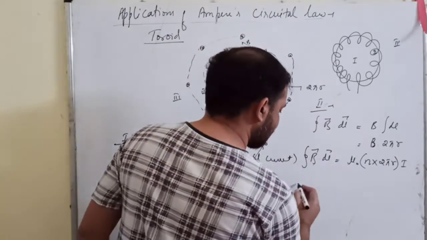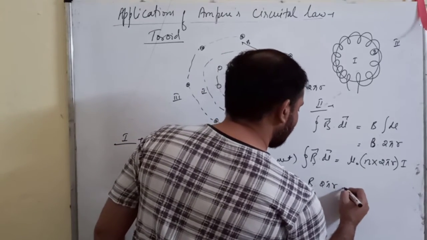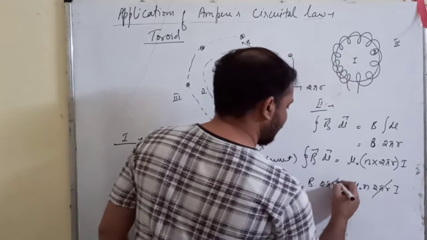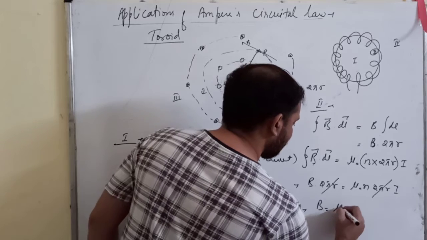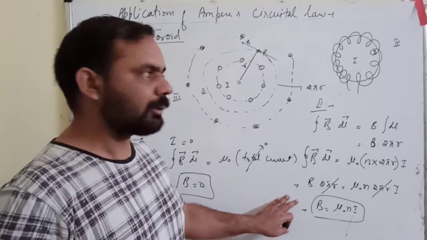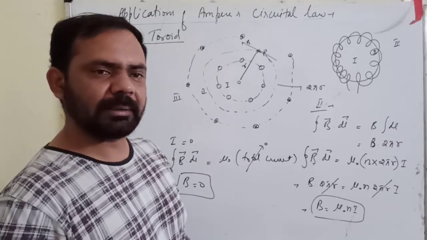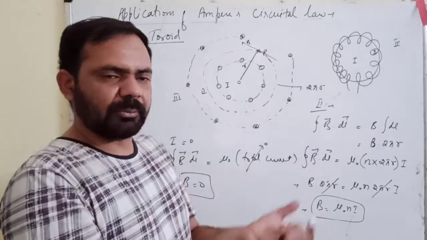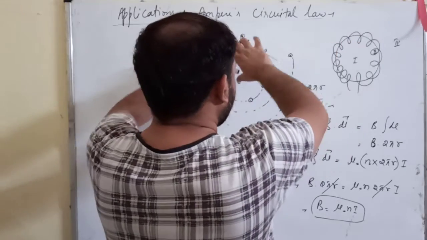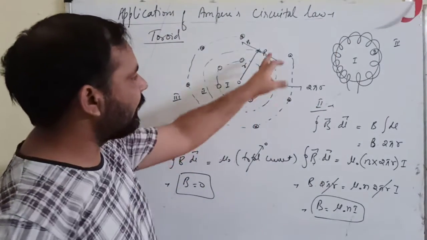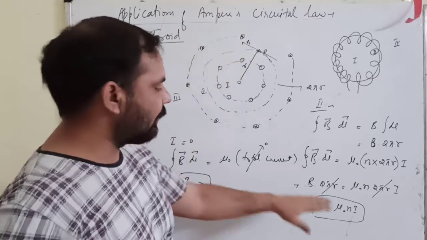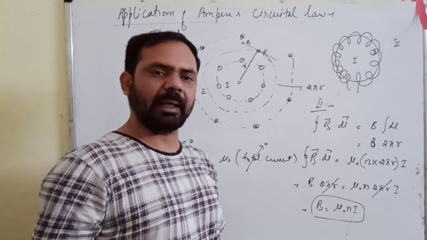Now this is equal to this, so you can write B into 2 pi r is equal to mu naught n 2 pi r I. Cancelled, and you get B is equal to mu naught n I, which is the expression for a solenoid. That's why I said that a toroid is nothing but a solenoid whose shape is changed into the form of a circle. Only a simple solenoid is there and you change the shape only. So at all points enclosed by the toroid, the magnetic field is B equals mu naught n I.